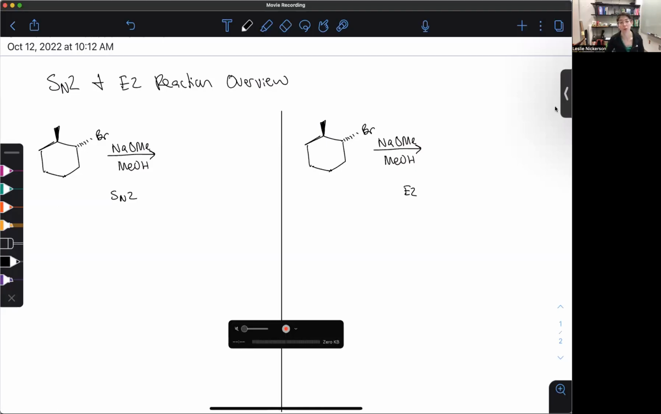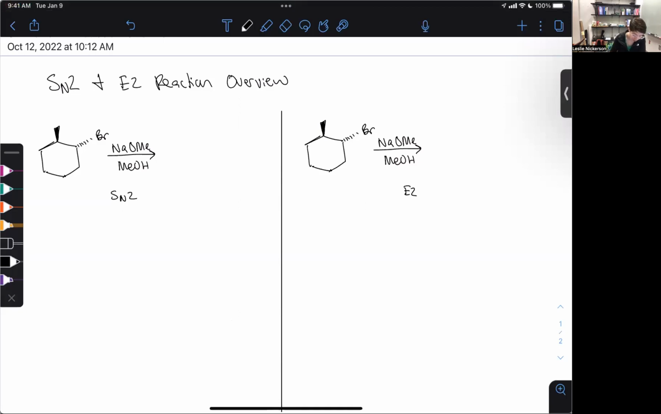Hi, everybody. I'm going to go through a little overview of the SN2 and E2 reactions that we started talking about. We're just going to do a side-by-side comparison of the SN2 and the E2 reactions so that you can see where they overlap and where they diverge from each other. Basically, you have the same starting materials, and you can get both SN2 or E2 or both of them.